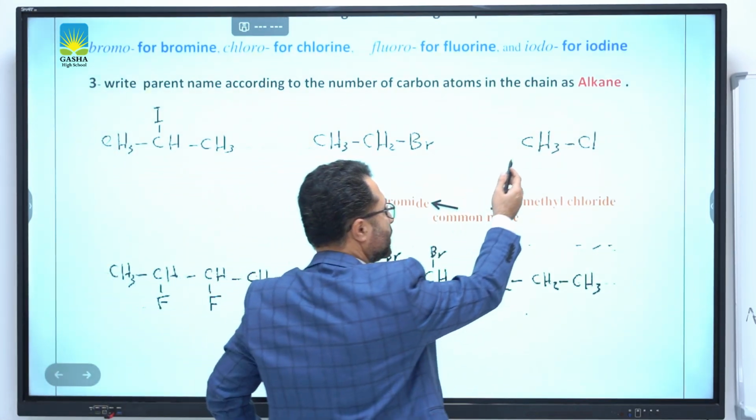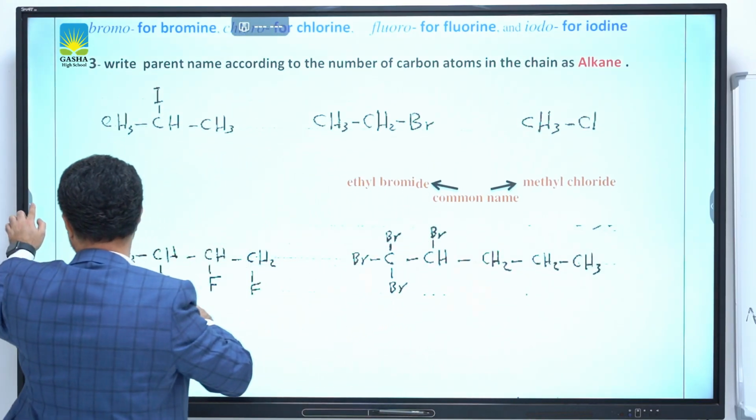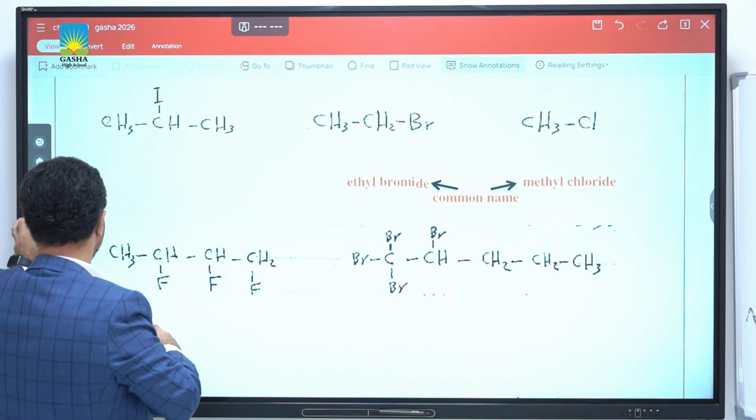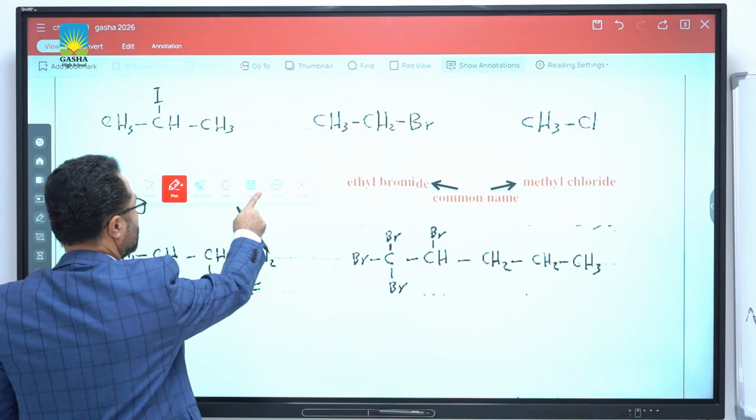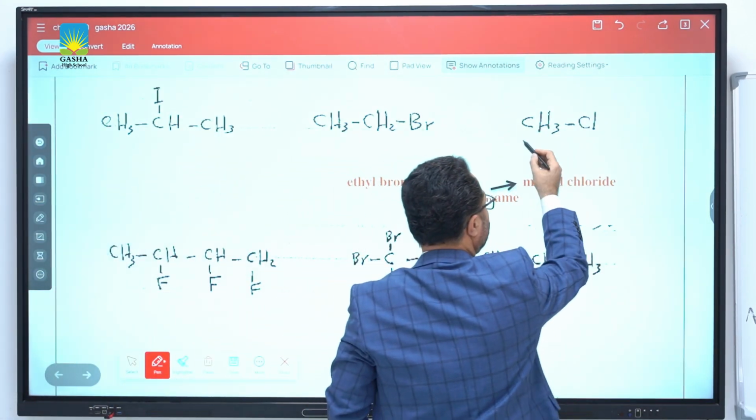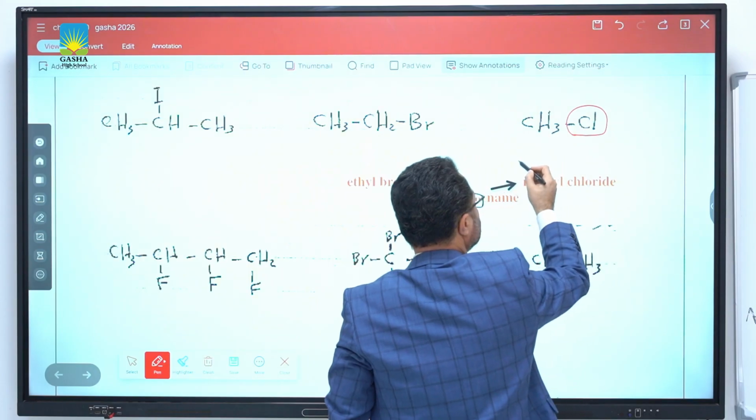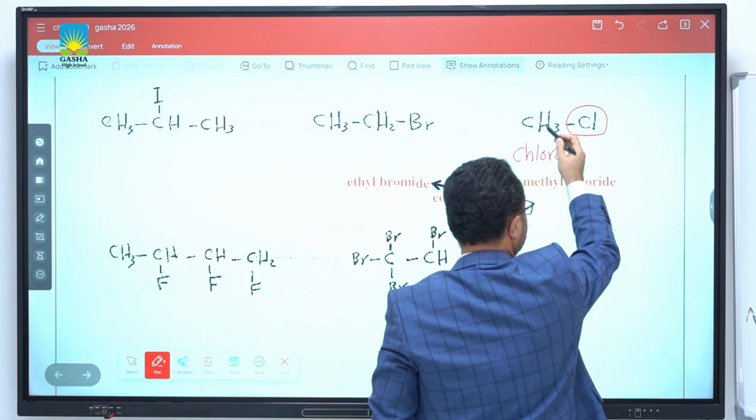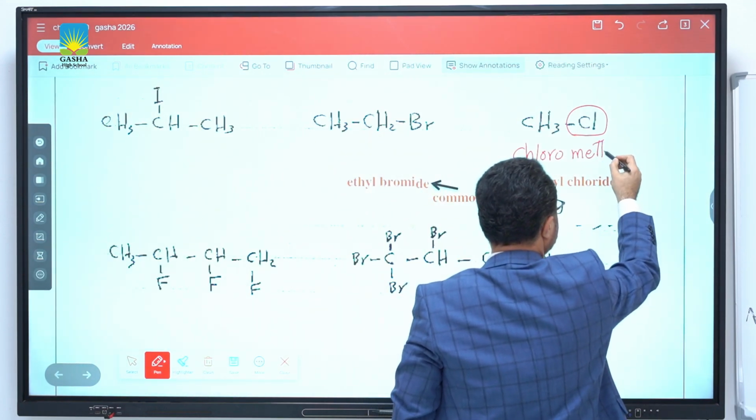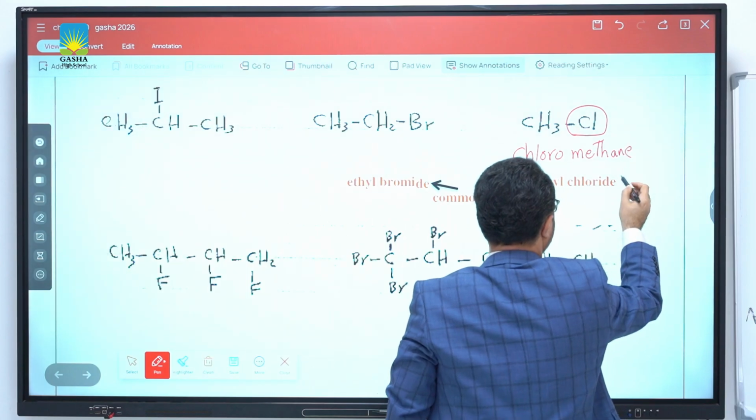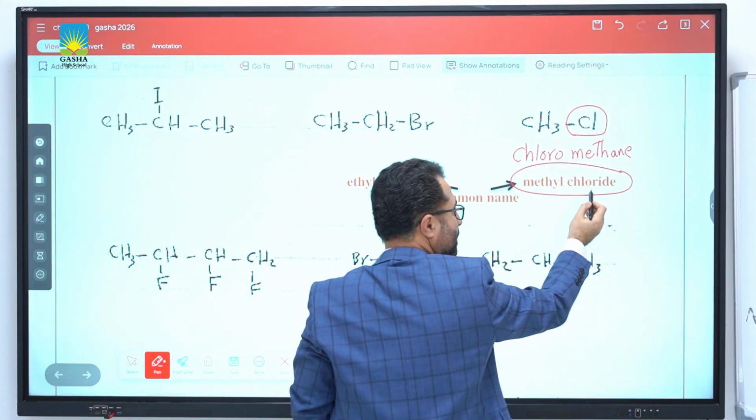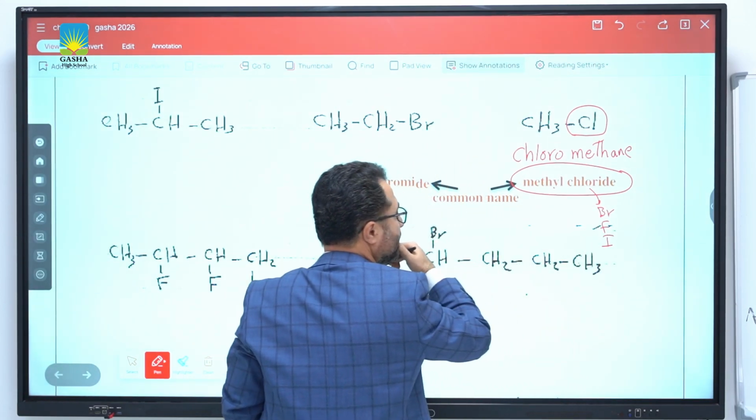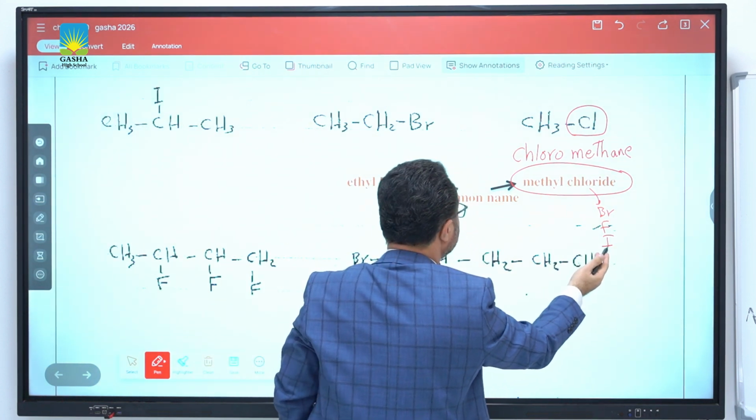The first one has one carbon, so the parent is methane. But the halogen is Cl, so write the halogen name first, chloro, and then the name of the parent, methane. So it's chloromethane. The common name is methyl chloride. You can replace chloride by fluoride, bromide, or iodide, so it will be methyl fluoride, methyl bromide, methyl chloride, and methyl iodide.